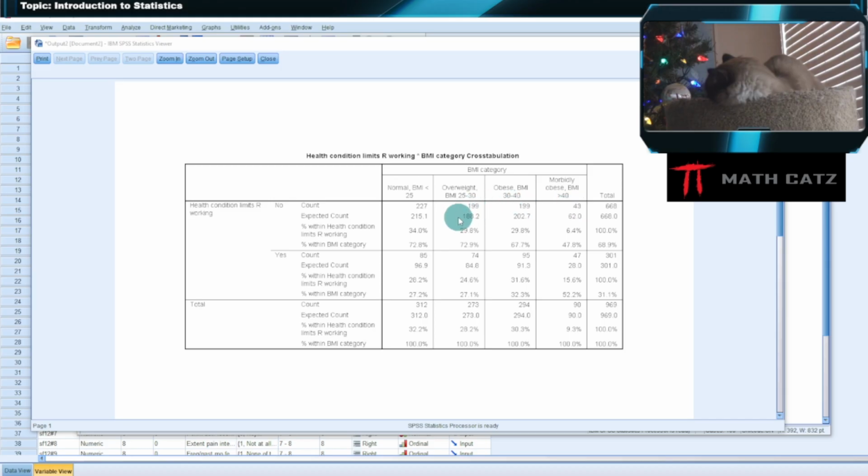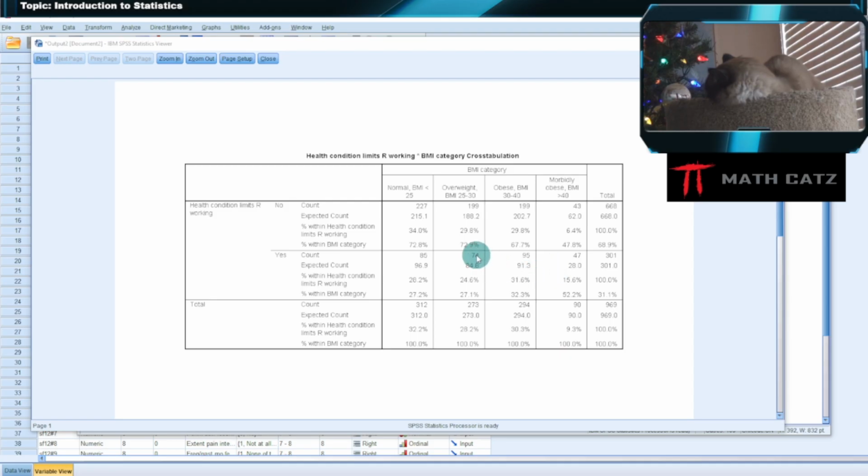And then we can compare that to the numbers, the frequencies that we actually see, and there may be a difference that's substantial enough to suggest that no, it does have an effect which group you're in, whether you have no health conditions or whether you do have some health conditions. It's not independent of the BMI category. So that's what we're trying to see.